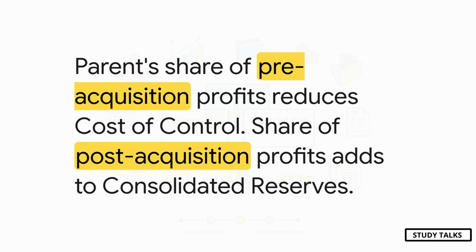You have to split the subsidiary's profits into two buckets, pre-acquisition and post-acquisition. The parent share of the pre-acquisition profits, that's a capital profit. It reduces the cost of your investment so it gets adjusted against goodwill. But the parent share of post-acquisition profits, that's a revenue profit. That gets added to the group's own reserves. If you mix these two up, your balance sheet will never ever tally. This is the most crucial point.